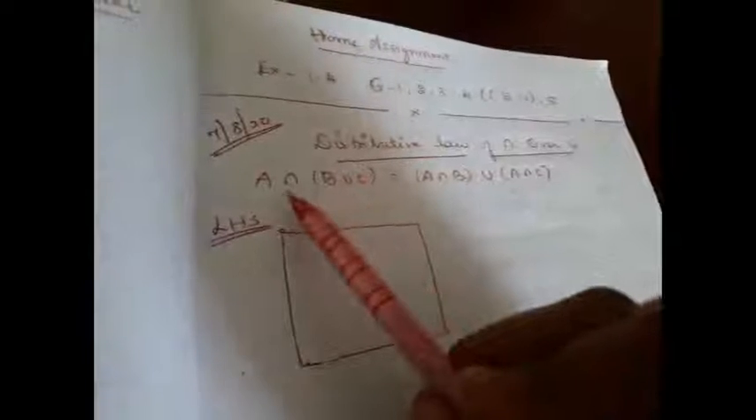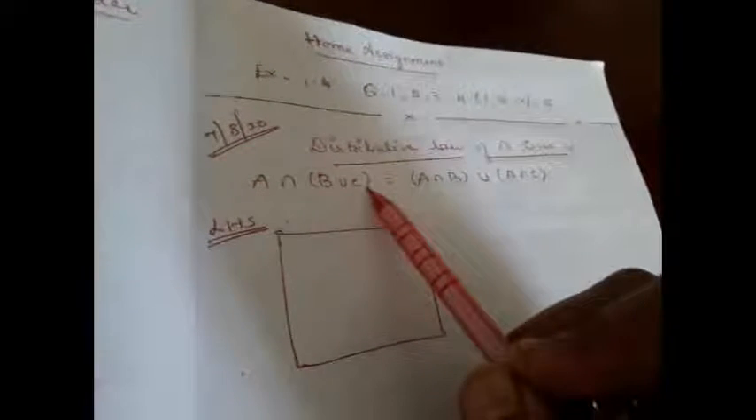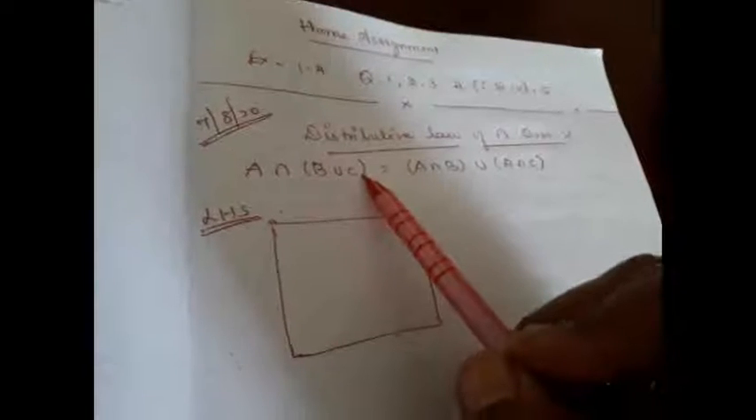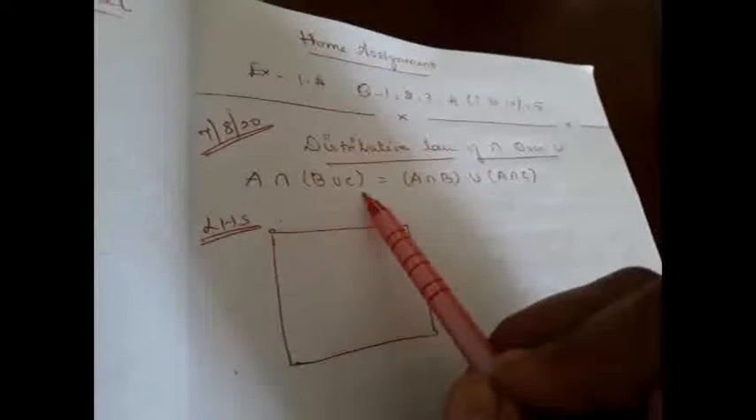So first we will take the left hand side. Left hand side is A intersection (B union C). We cannot prove it directly. We will go step by step. First draw the diagram for B union C.